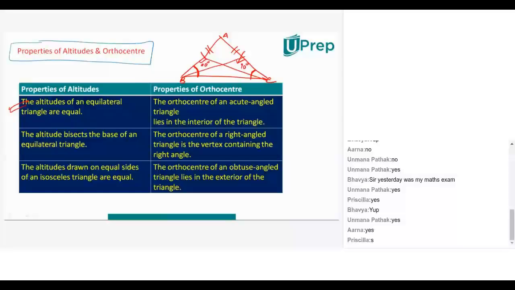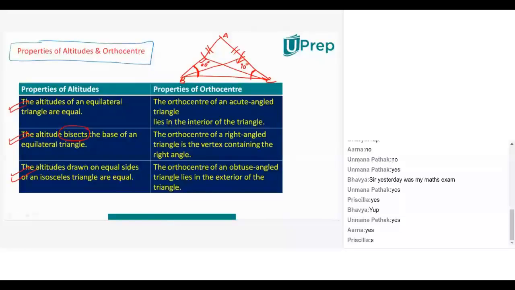Similarly, the altitude bisects the base of an equilateral triangle. Why? Because all the three sides are equal. If I draw the three altitudes, they are going to bisect. What does bisect mean? Bi means two, sect is separation. It separates the line or the side in exactly two equal parts. That is called bisection. Are these three properties clear to you guys? Are you able to imagine it when I'm putting it down in a triangle?